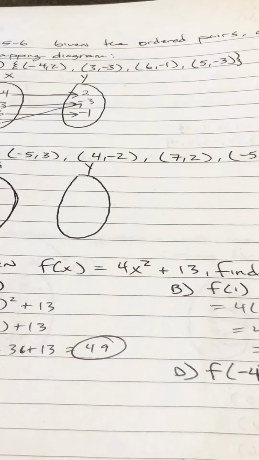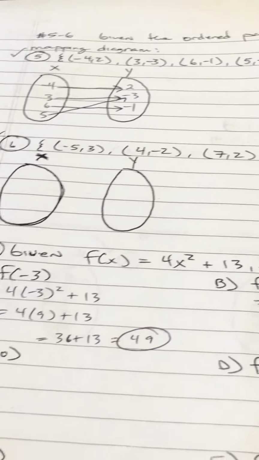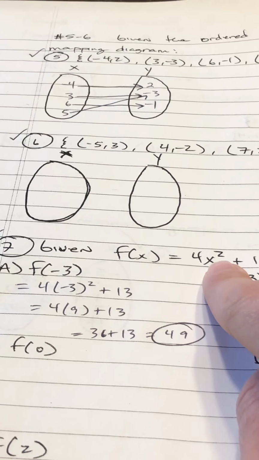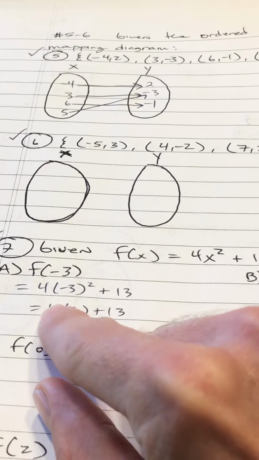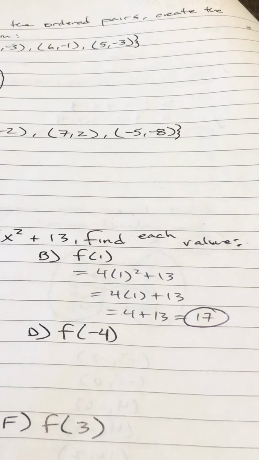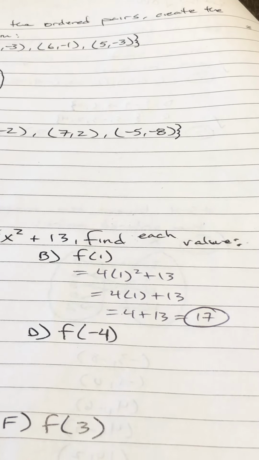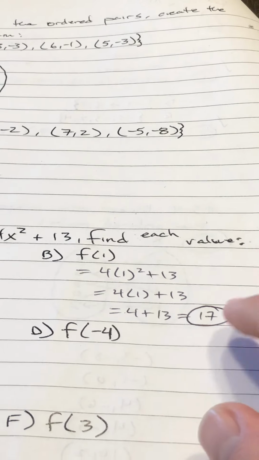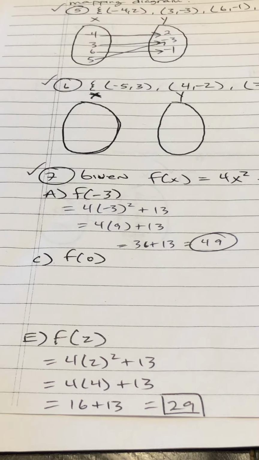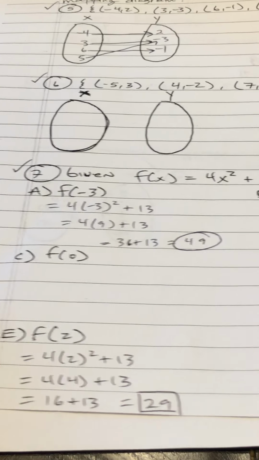So given f of x is that, find each value. So f of -3, plug -3 in for x: 4 times what I'm plugging in for x squared, plus 13. You got to square that first, order of operations. There's B, 4 times 1 squared plus 13. Do 1 squared first, multiply by 4, add 13, you get 17. Now I'm going to take 2, square it, multiply it by 4, add 13.